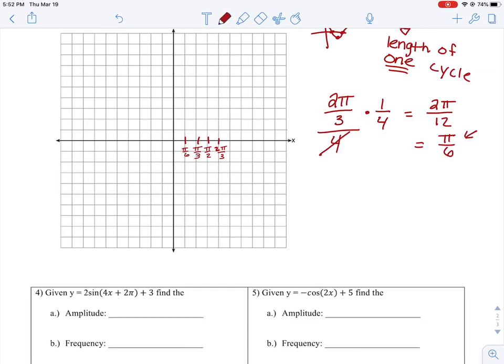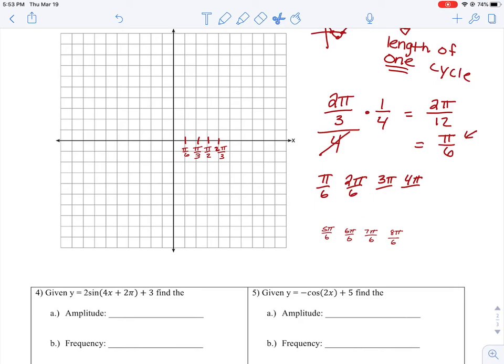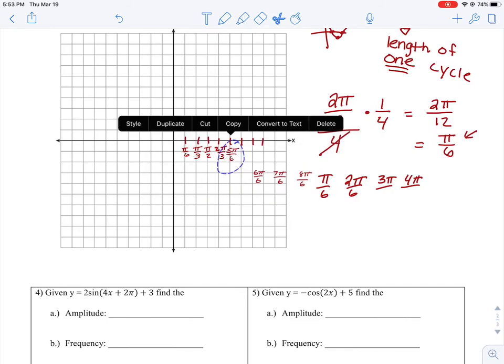So if my critical value is pi over 6, I had pi over 6, 2 pi over 6, 3 pi over 6, 4 pi over 6. That was my 1 cycle, but I can continue 5 pi over 6, 6 pi over 6, 7 pi over 6, 8 pi over 6. I'm not going to reduce these just to save some time, but you absolutely can. So if I continue counting 1, 2, 3, 4, 5, 6, 7, 8, I throw these right on my scale here.